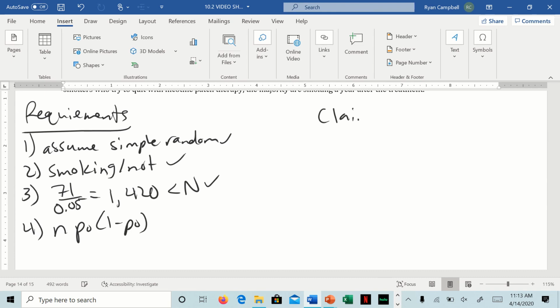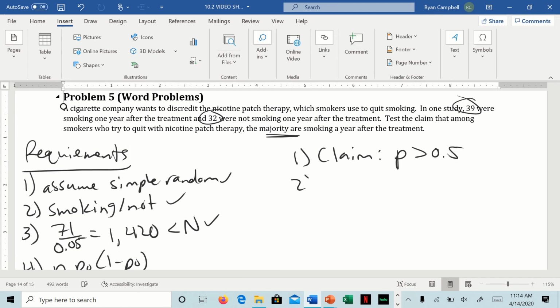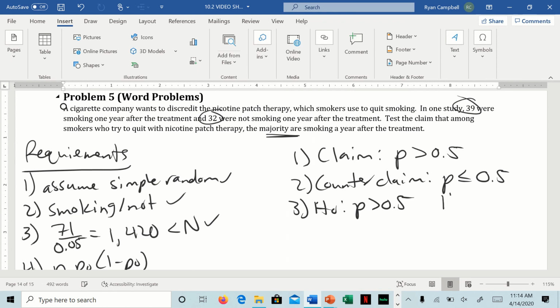So, let's start. Number 1, claim. So majority, what does majority mean? It means P is greater than 0.5. Counterclaim: P is less than or equal to 0.5.